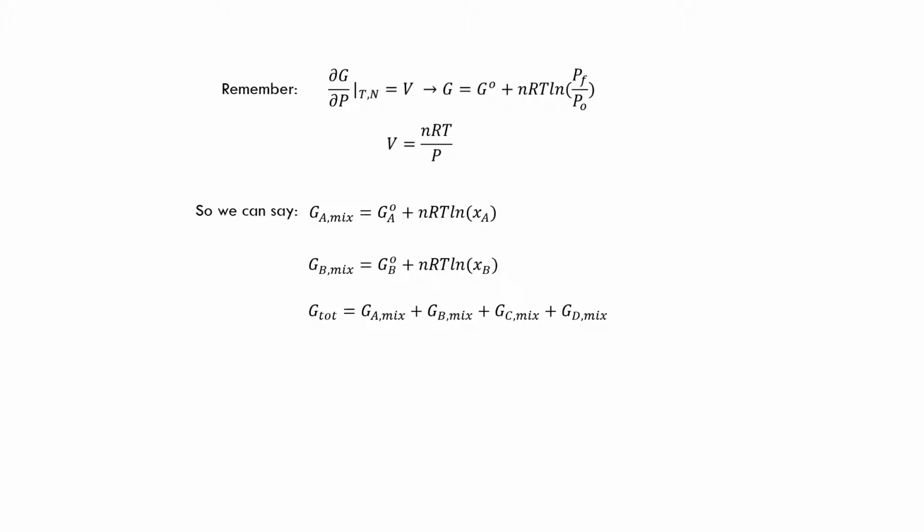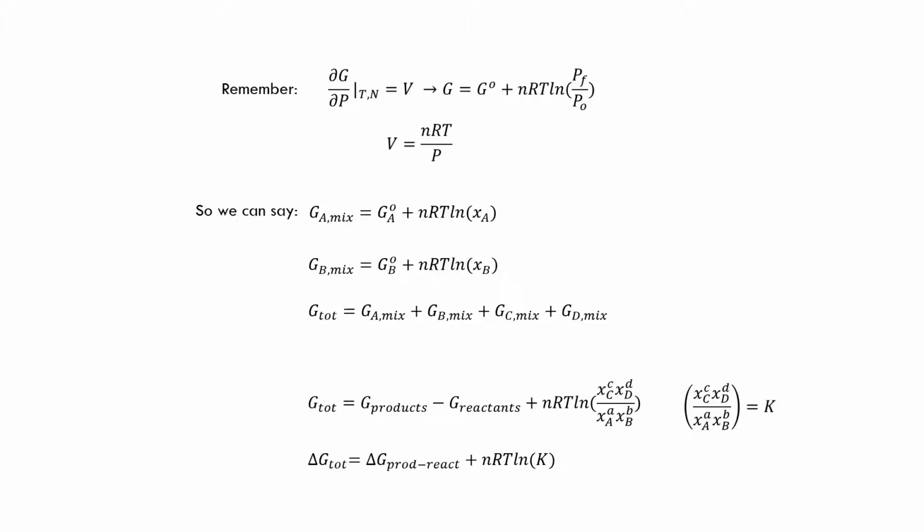And then we can expand this to say that G total is equal to G of A, B, C, and D of the mixture. Expanding this out a little bit, we get G total is equal to G naught of the products minus G naught of the reactants plus nRT ln of chi sub C raised to the c, chi sub D raised to the d, divided by chi sub A raised to the a, chi sub B raised to the b. And all of that part within the ln function is equal to K. So if we sub that in, we get this really nice equation: delta G total is equal to delta G naught products minus reactants plus nRT ln of K.